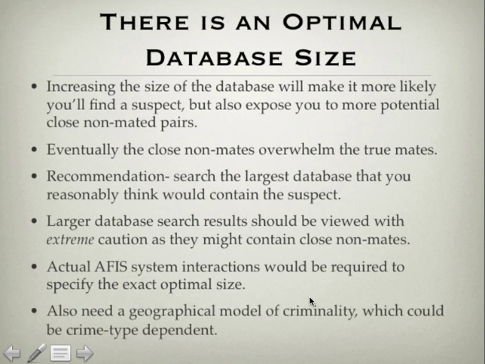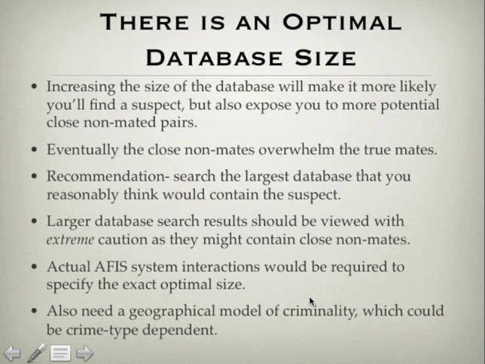And we also would need a geographic model of criminality, which could be crime type dependent. But all of this illustrates the dangers of just arbitrarily searching the largest database that you can, because you're going to be overwhelmed with lots and lots of close non-mated pairs, which could potentially lead to erroneous identifications, or bury your actual true mated print, the actual suspect, so deep into the search pages that you'll never go through and find them with a manual search. So stick to that database that you think would reasonably contain the suspect.